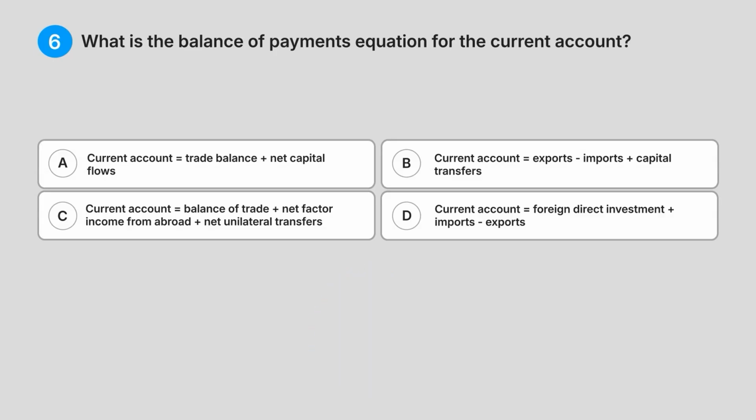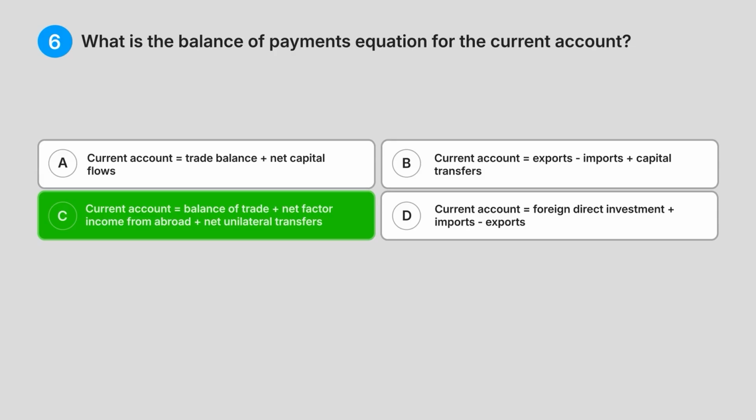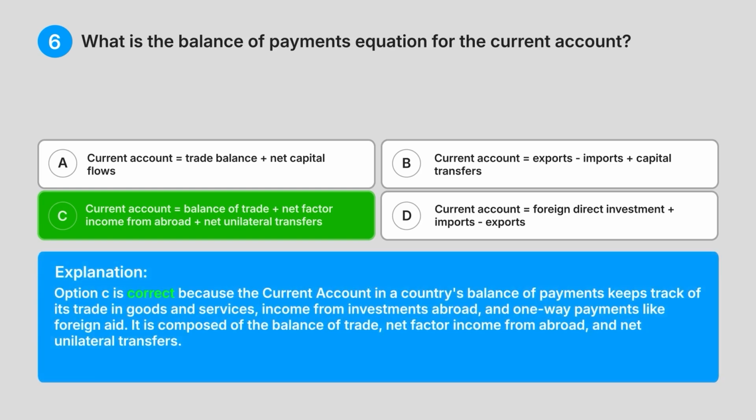Correct answer, C. Current account equals balance of trade plus net factor income from abroad plus net unilateral transfers. Explanation. Option C is correct because the current account in a country's balance of payments keeps track of its trade in goods and services, income from investments abroad, and one-way payments like foreign aid. It is composed of the balance of trade, net factor income from abroad, and net unilateral transfers.